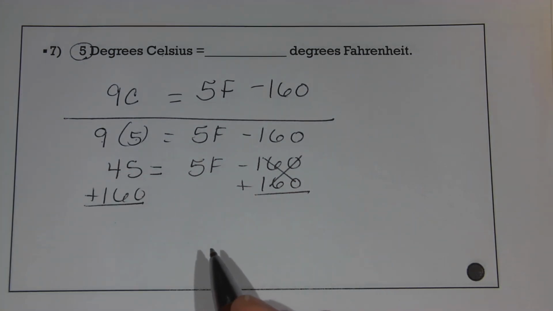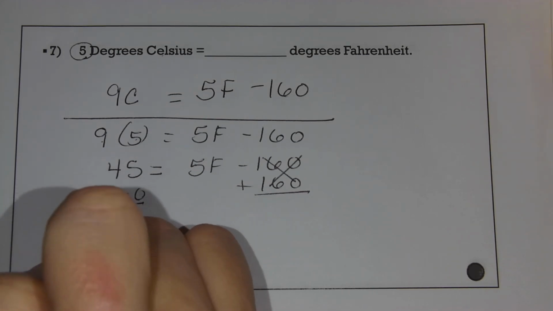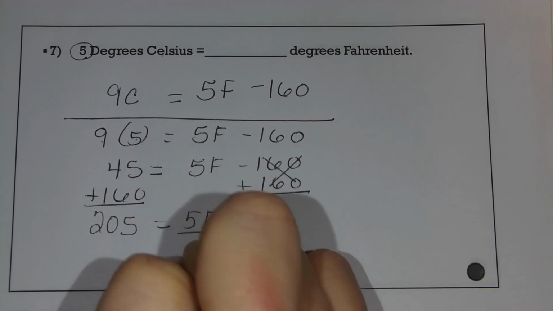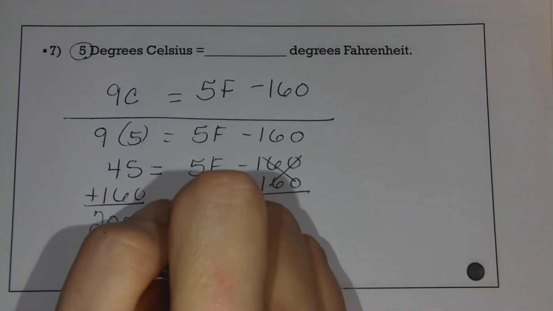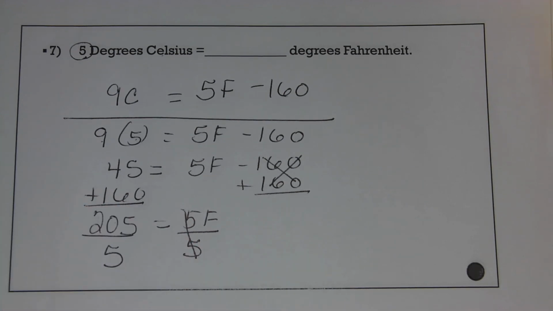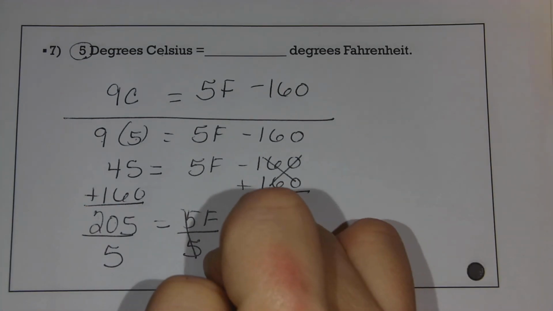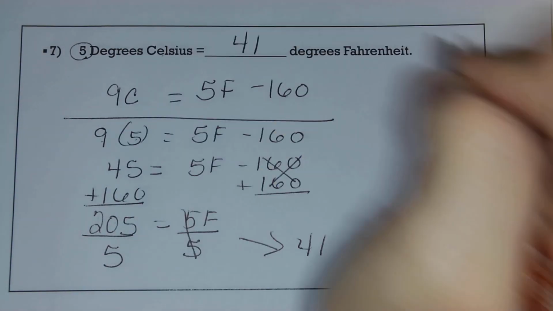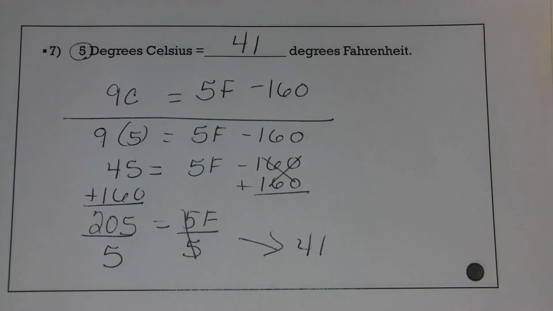45 plus 160 is 205. Bring down your 5F. Divide each side by 5. 205 divided by 5 is going to equal 41. So 5 degrees Celsius is 41 degrees Fahrenheit. Okay, and that's all I'll do for this video, and I'll do the rest of the questions on another video.